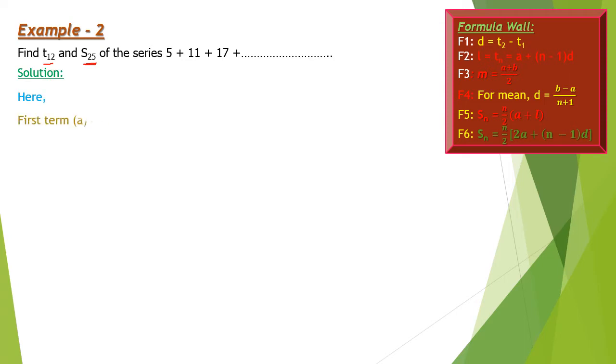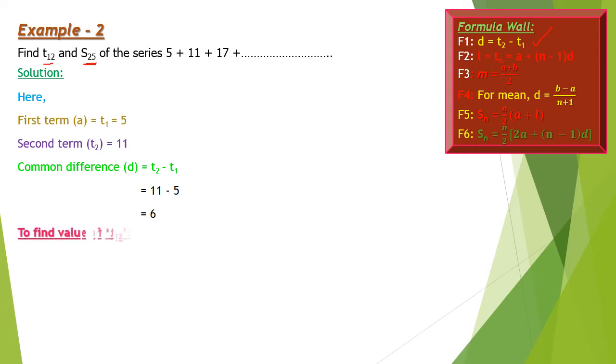Here the first term a is 5, the second term T2 is 11. Now we know the formula to find the common difference, that is formula 1, d is equal to T2 minus T1. T2 is 11 minus 5, which is equal to 6. Now to find T12, the number of terms will be 12, that means the value of n is 12.